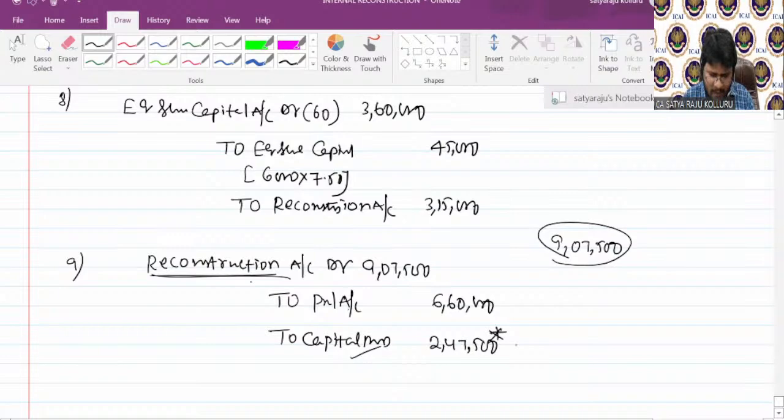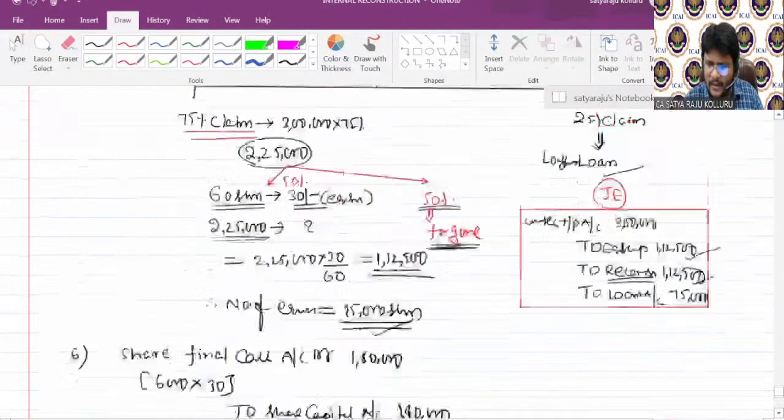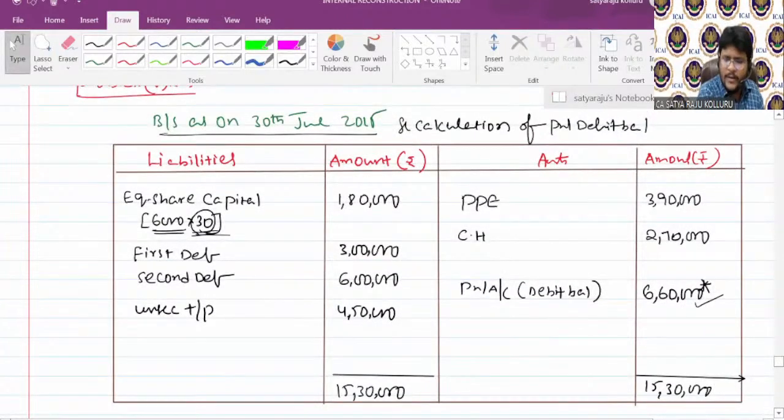Is the debit balance of P&L 8,70,000? Some persons are telling it is not 6,60,000. I made a wrong calculation. Please check it, all of you. 15,30,000 minus 3,90,000 minus 2,70,000. Yeah, you are correct, guys. Sorry, I wrongly entered 6,60,000. Okay, not an issue, it is 8,70,000. Please, all of you correct it, guys.